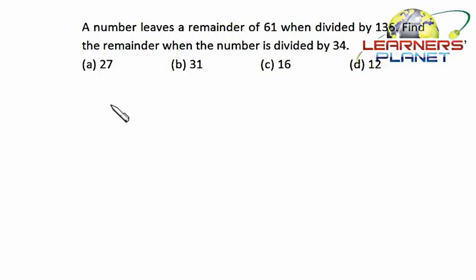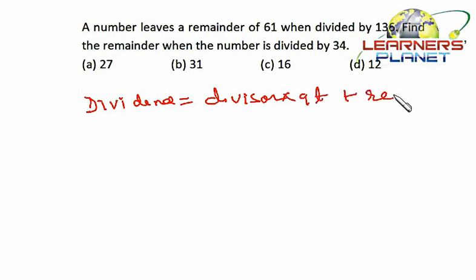Now let's see this problem. A number leaves a remainder of 61 when divided by 136. Find the remainder when the number is divided by 34. Further, dividend is equal to divisor into quotient plus remainder. Okay, so here divisor is 136.